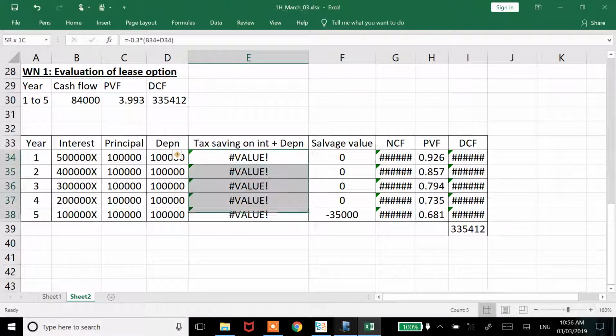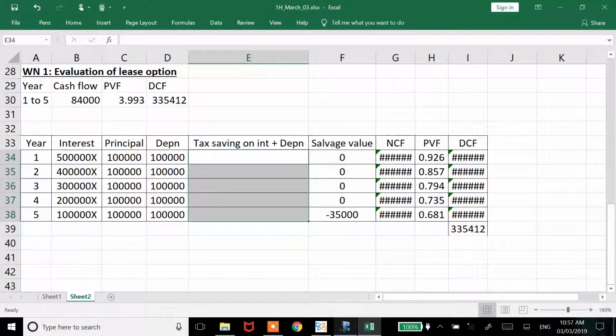So interest is 5 lakh x, 4 lakh x, 3 lakh x, 2 lakh x and 1 lakh x. x is the rate of interest. You will get the rate of interest in some time. Any doubts in this? Now write evaluation of loan option. Let us assume the interest rate to be x.